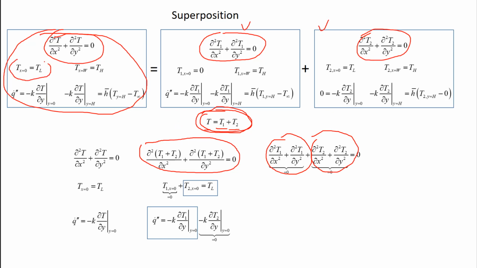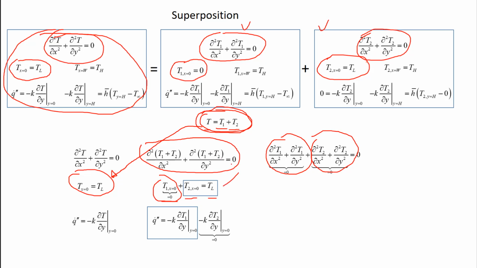Same for any of these boundary conditions. Let's take this boundary condition here. The boundary condition is the temperature at x equals 0 is equal to T sub L, right? So if I plug this into here, I get that T1 at x equals 0 plus T2 at x equals 0 has to be equal to T sub L. Well, T1 at x equals 0, if I look up here, is equal to 0. And then T2 at x equals 0 equals TL, that is the boundary condition that I was using over here. So that will be satisfied.